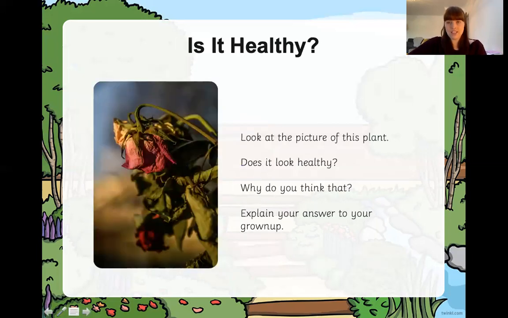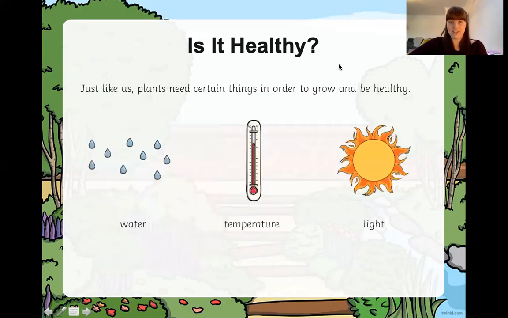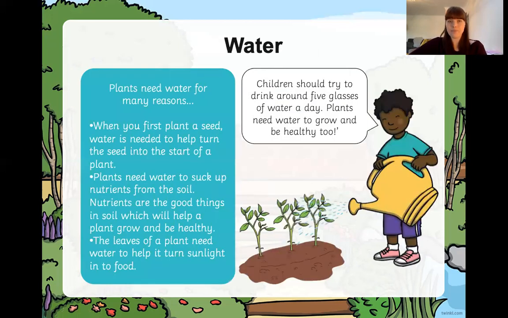So let's have a look at this plant here. Does it look healthy? Why do you think that? Explain your answer to your grown-up. Pause the video. So what did you think? Did it look healthy? No, it doesn't look healthy. And that's because this plant hasn't had all the things it needs to be a healthy plant. It needs water, it needs to be in the right temperature, and it needs light. And that is what a plant needs to grow and be healthy.